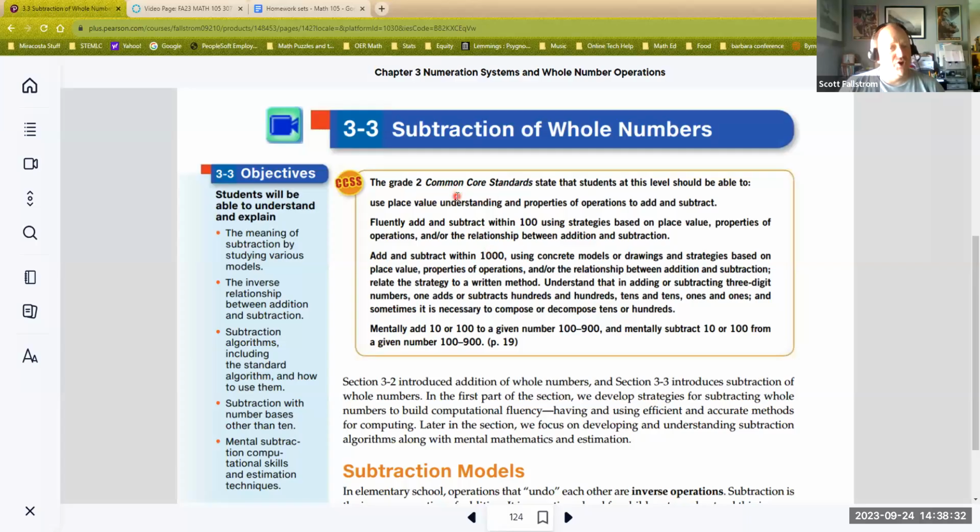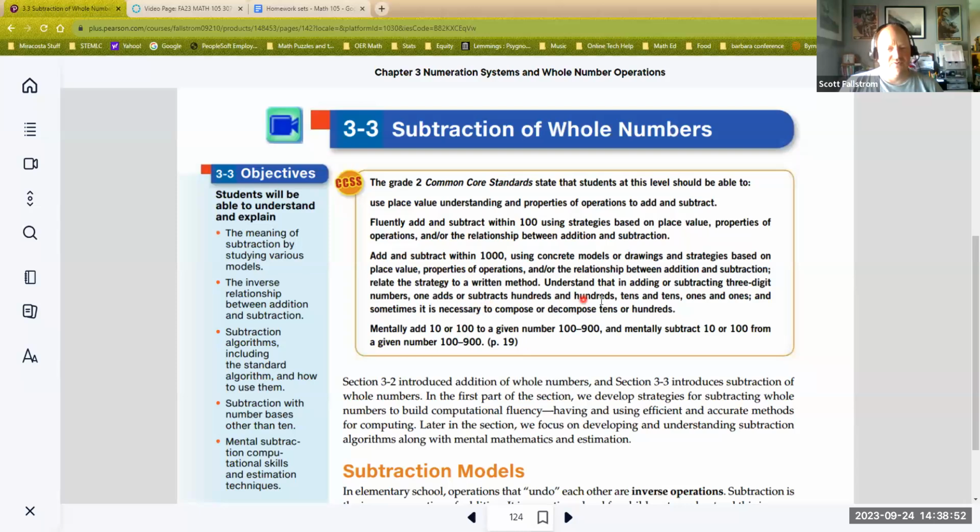We've got grade 2. This is second grade. They should be able to fluently add and subtract within 100. They should be able to add and subtract within 1,000. Notice it doesn't say fluently, so it's not as quick, it's not as efficient, but they can still do it. Okay. Understand adding or subtracting 3-digit numbers.